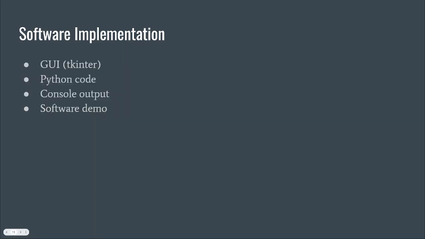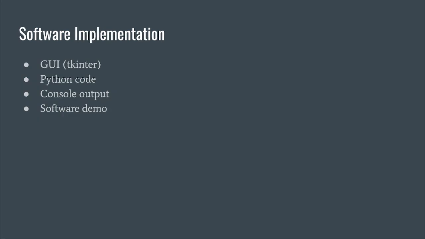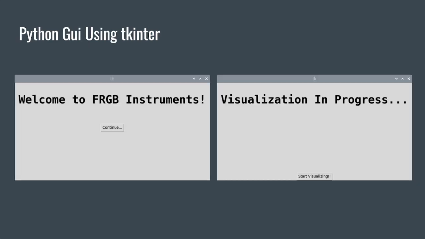In these next slides, we're going to go over our software implementation with our graphical user interface using Tkinter, our Python code, the console output from the code, as well as a small software demo. We used a Python library called Tkinter to help create our user interface. Tkinter has many assets to help create user interfaces such as buttons, labels, frames, and panels.